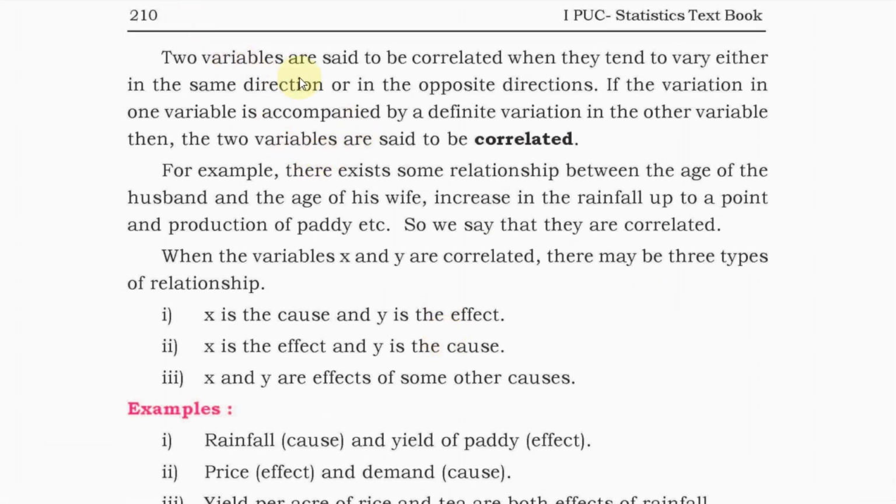So basically two variables are said to be correlated when they tend to vary either in the same direction or in the opposite direction. If the variation of one variable is accompanied by a definite variation in the other variable, then the two variables are said to be correlated. For example, there exists some relation between the age of the husband and the age of the wife, and between increase in the rainfall up to a point and production of paddy. So we say that they are correlated.